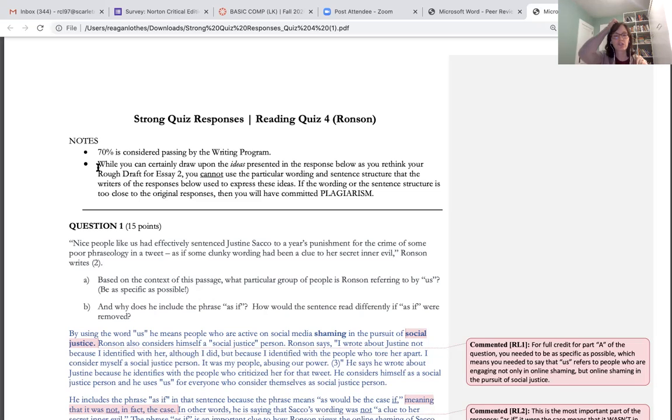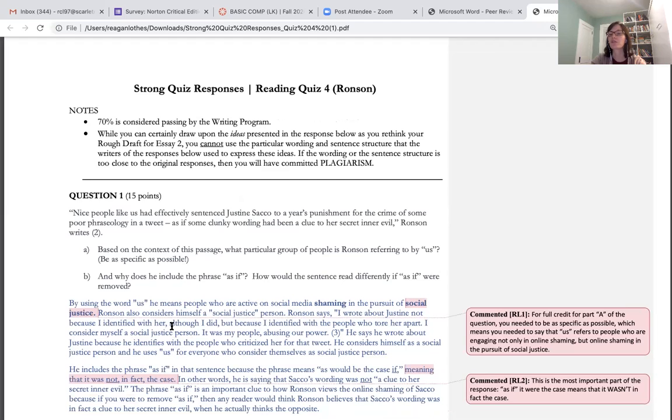Okay, and also just a note, so the ideas expressed in the quiz responses here can certainly help you as you're thinking about how you're going to revise your rough draft of essay 2 as you head toward the final draft. But you want to be careful that you don't plagiarize, right?